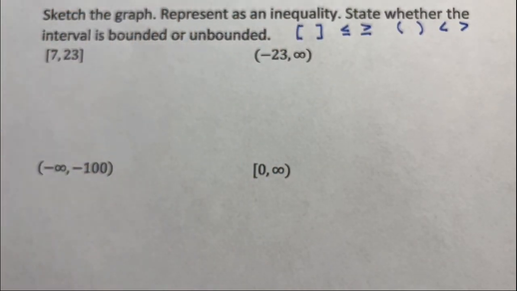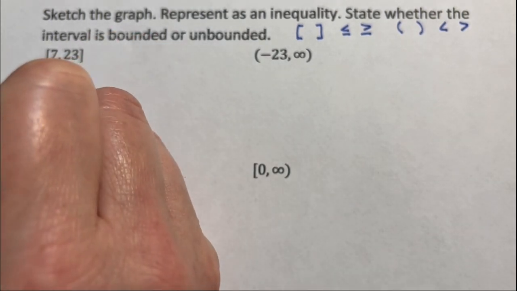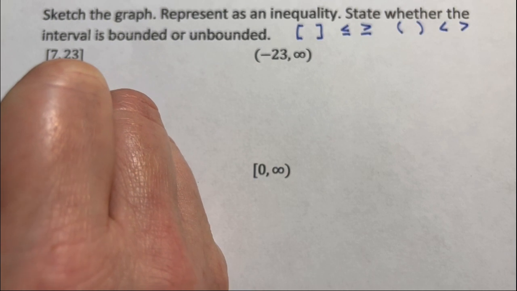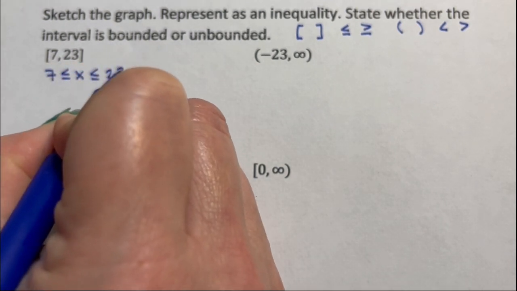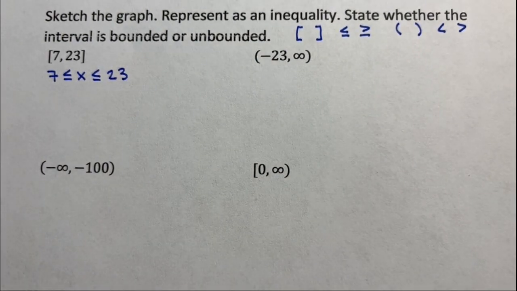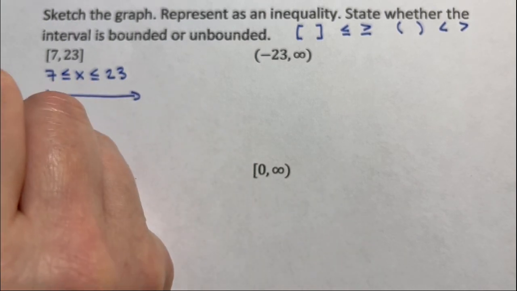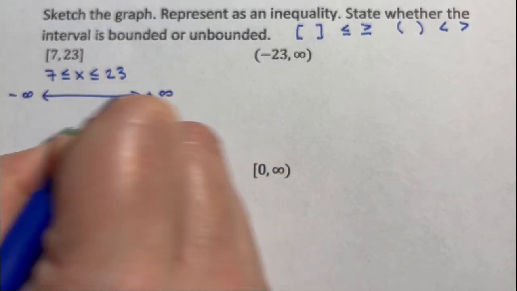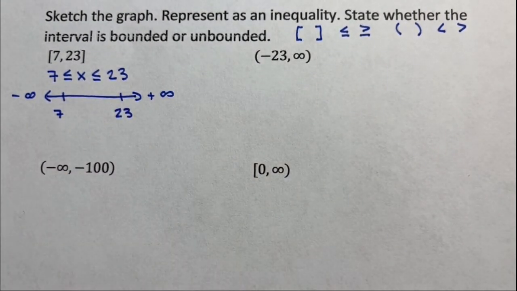So as an inequality, this is 7 is less than or equal to x is less than or equal to 23. Then, I should have started with my graph. As a graph goes, negative infinity to positive infinity, we have 7 and 23. I'm not going to do any more numbers on my graph outside of the numbers given.